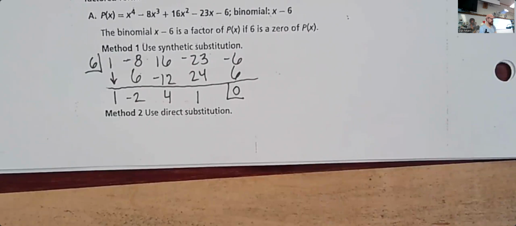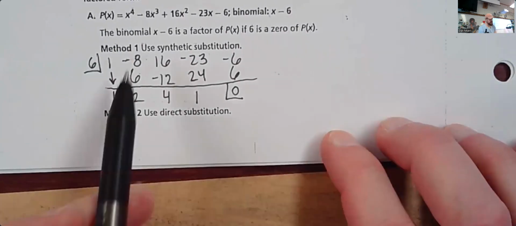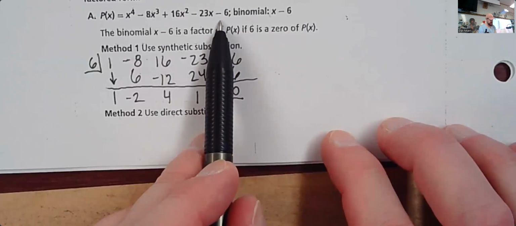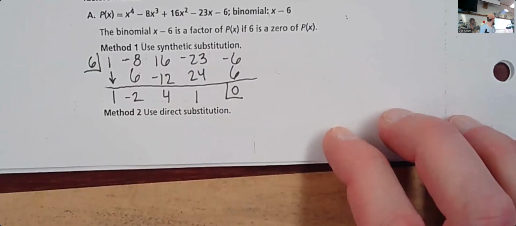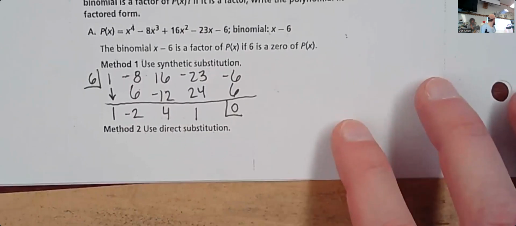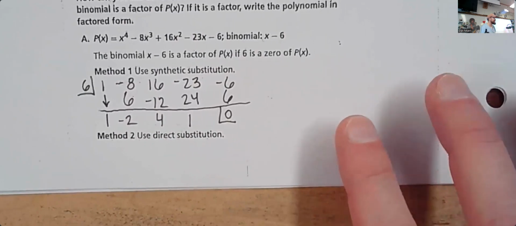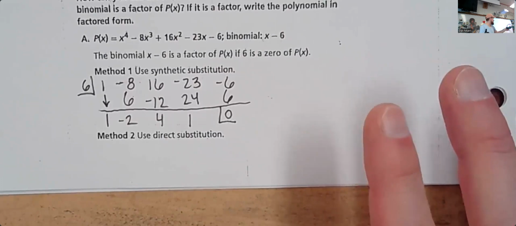So is x minus 6 a factor of this? Yes, because the remainder is 0. So what we need to do now, because it's a factor, we are going to write the polynomial in factored form.